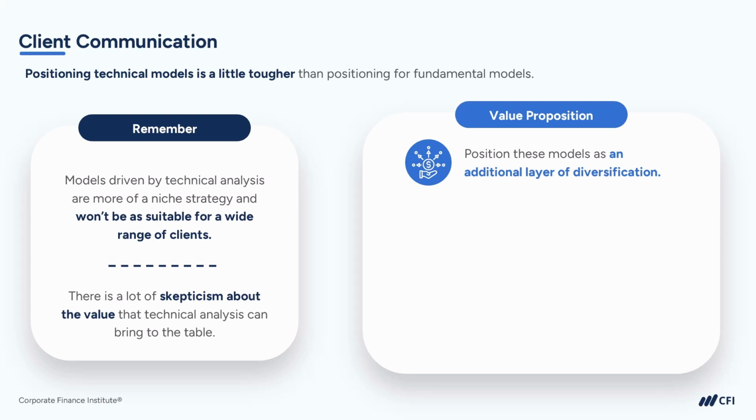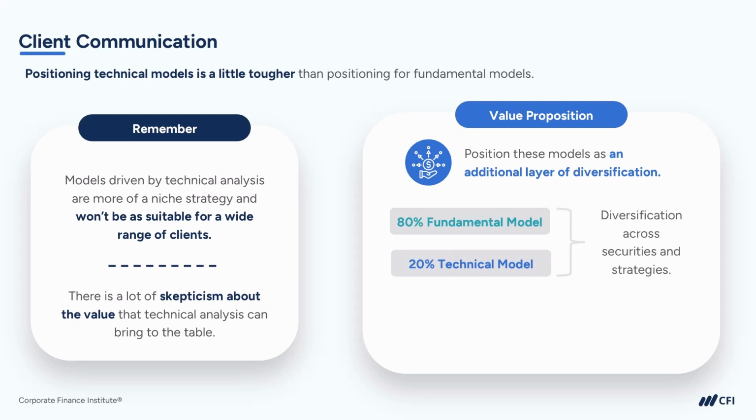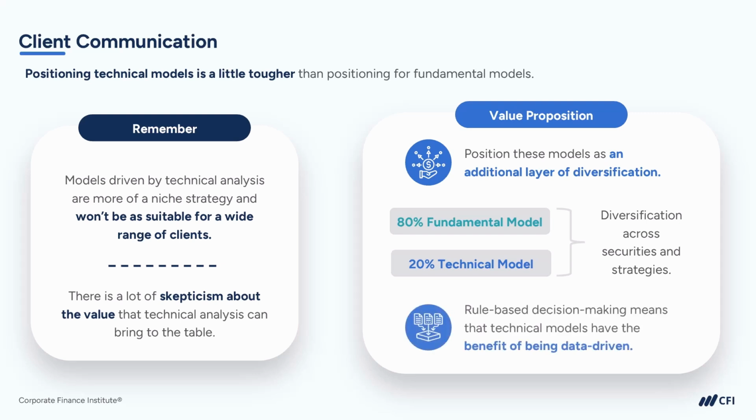For example, if of a client's equity allocation, you were to recommend allocating 80% of their capital to a fundamental model and 20% of their capital to a technical model, you would have diversification across different securities as well as strategies. This is something that you can highlight to your clients, which will differentiate your style of management from the competition. Additionally, because of the rules-based decision-making that's a key part of technical models, you can call out the benefits of data-driven trading.